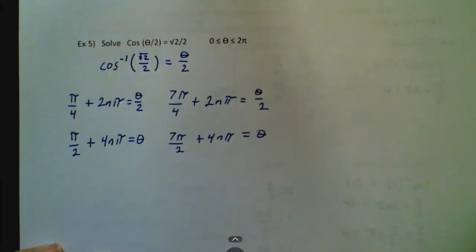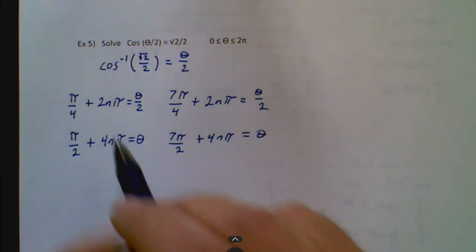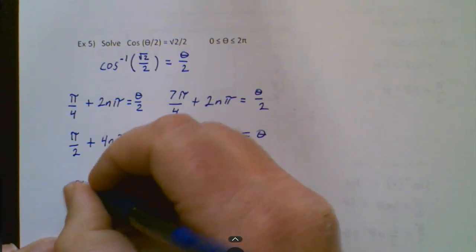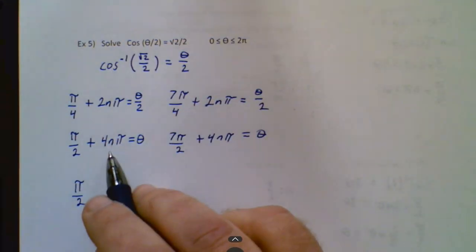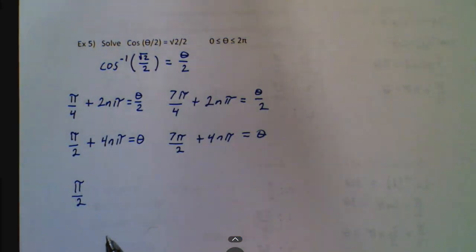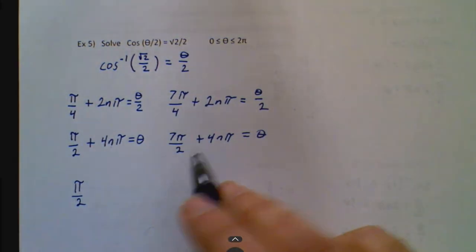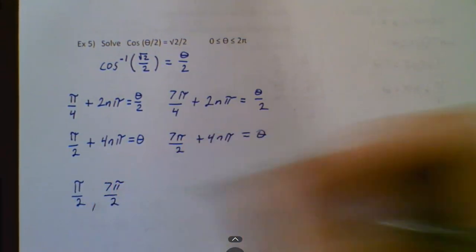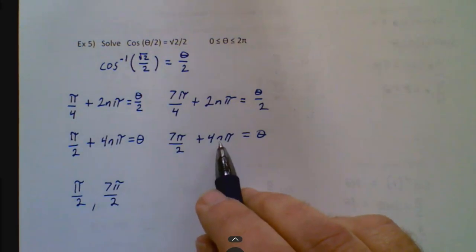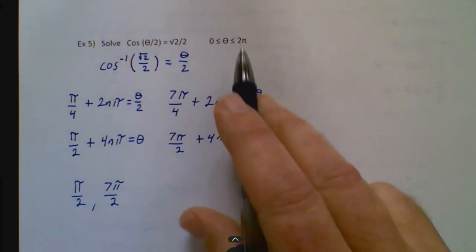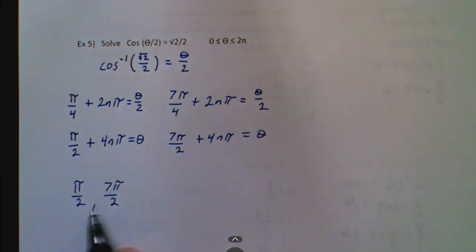So we're going to run out of answers real quick on this one. If I plugged in a 0 for my n here, I'm just going to have pi over 2. If I did plug in a 1, this is 4 pi, so I'm way bigger than 2 pi at that point. So I can't even go any further. On this one, if I plugged in a 0, I get 7 pi over 2. Again, if I try to plug in a 1 or anything higher, I'm way bigger than 2 pi at that point, so I can't use those within this domain. And so those would be the only two answers I'd be allowed to keep. So that's it for this one.